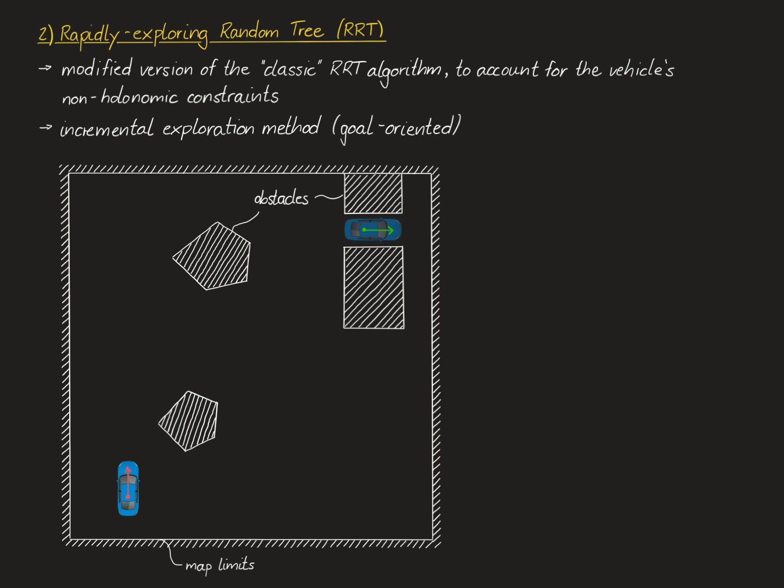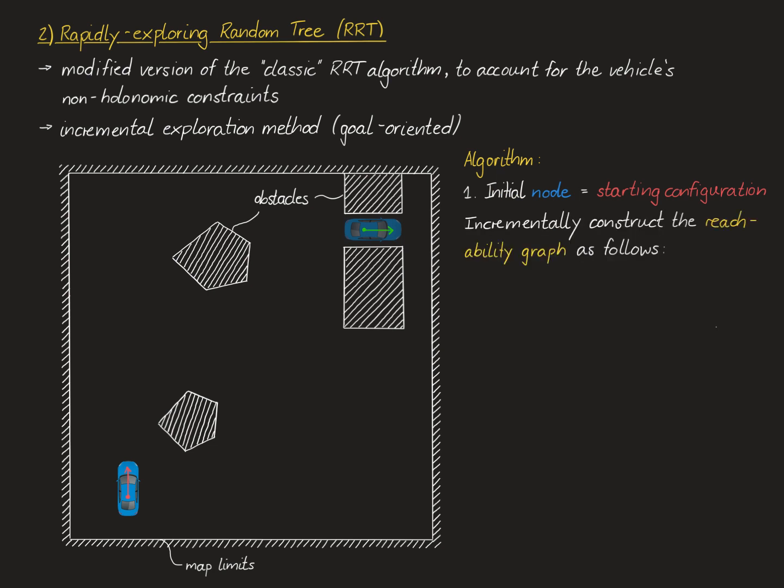Now, the RRT algorithm works as follows. It starts with a single node that corresponds to the initial configuration of the vehicle. Then, it incrementally constructs a reachability graph starting from this initial node.